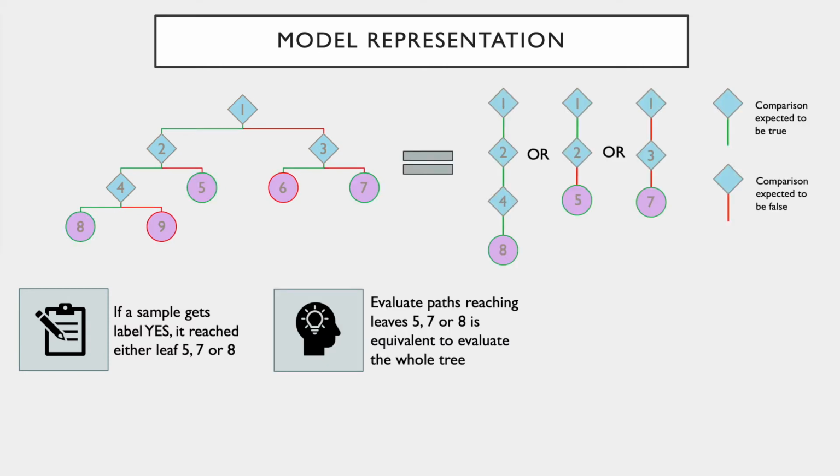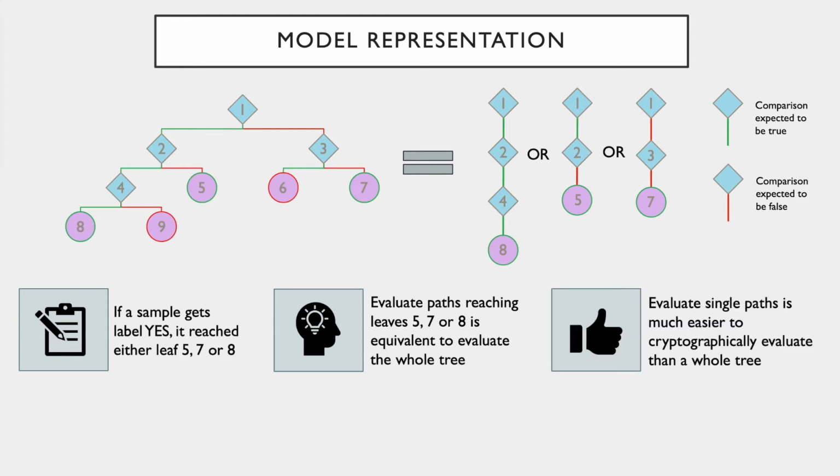Because we are in the context of binary decision trees, evaluating all the paths reaching leaves with label yes is the same as evaluating the whole tree. This is true because any sample that does not reach leaf 5, 7, or 8 necessarily reaches a leaf with label no. This is why we represent a tree with the set of all the branches leading to a leaf with the label yes. A strong point of this representation is that evaluating single paths is much easier than evaluating a whole tree in the cryptographic world.